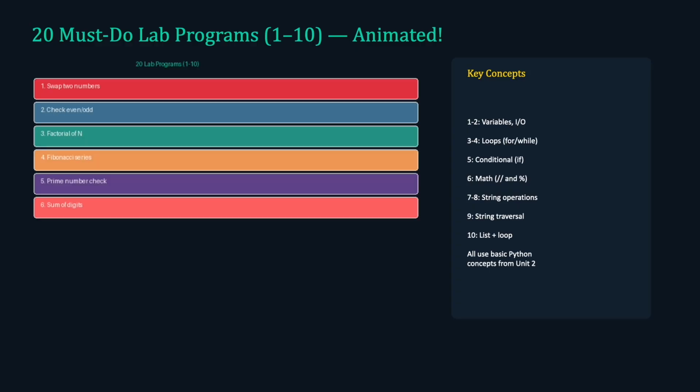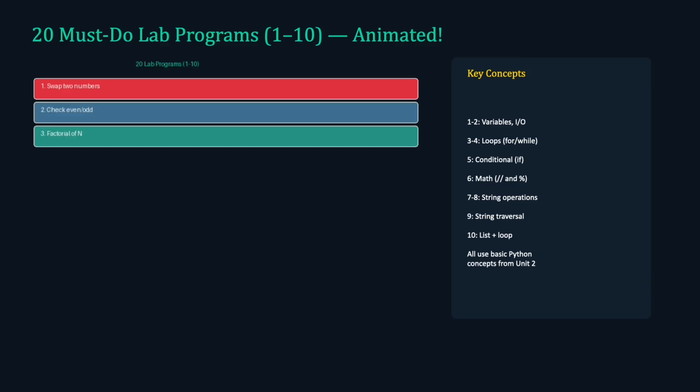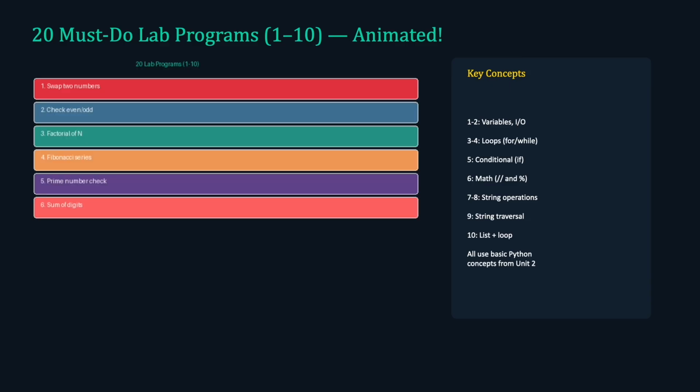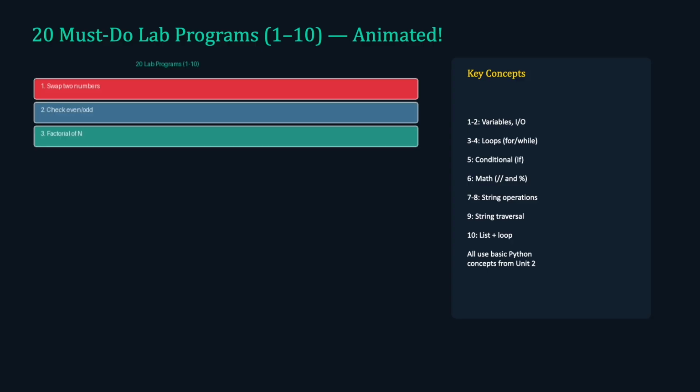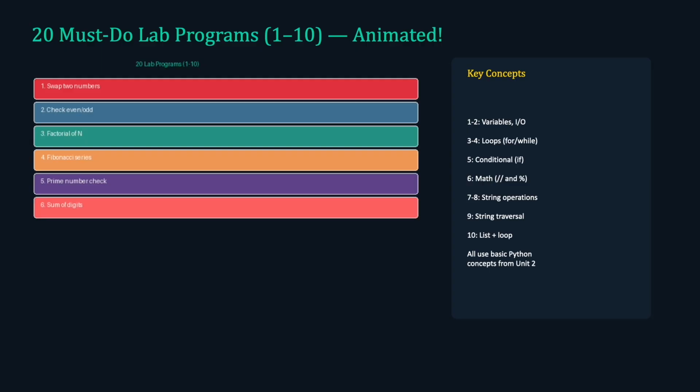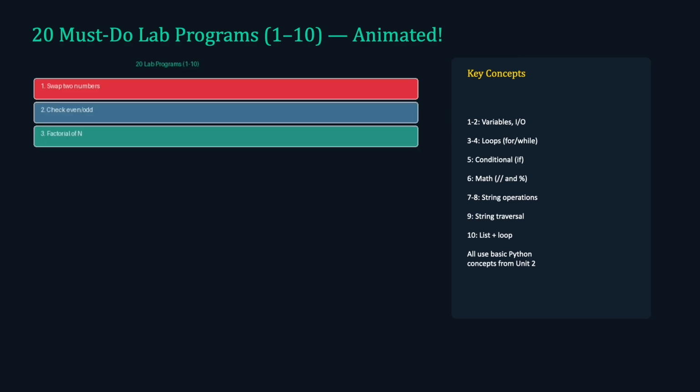Program 2 checks even or odd using modulus. Program 3 calculates factorial with a loop. Program 4 generates Fibonacci series. Program 5 checks if a number is prime. Program 6 finds the sum of digits using modulus and floor division.